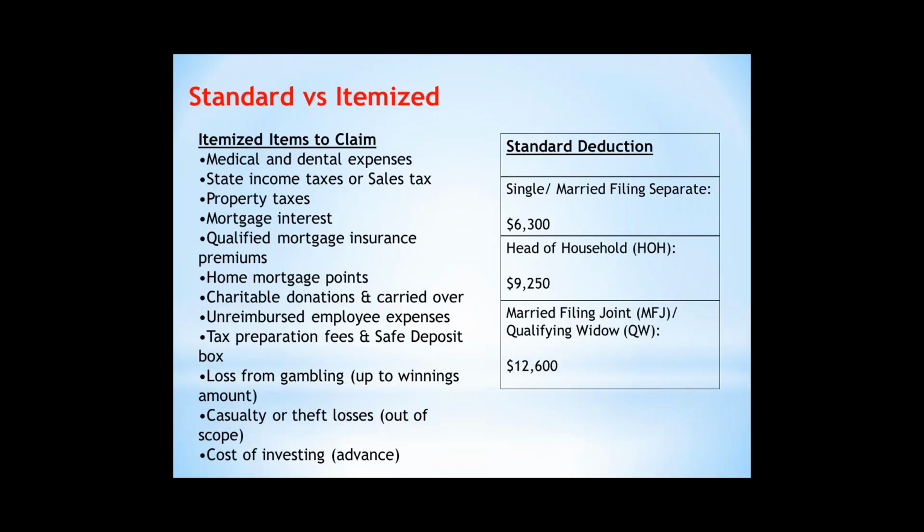So if a person is single or doing married filing separate, this is the amount for the standard deduction. If they're a head of household, it increases, and it's even higher yet for somebody that's doing married filing jointly or a qualifying widower filing status. If the client thinks that anything in these itemized deduction boxes is going to be higher than the standard amount, then you'll want to do what's called a Schedule A, and you'll want to look into these different costs.